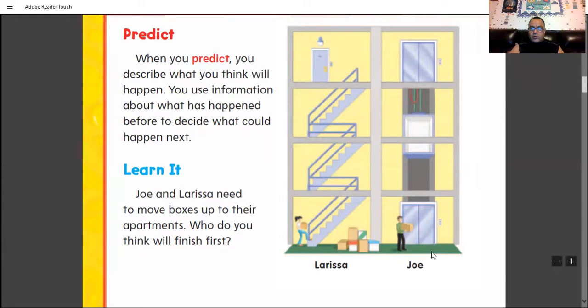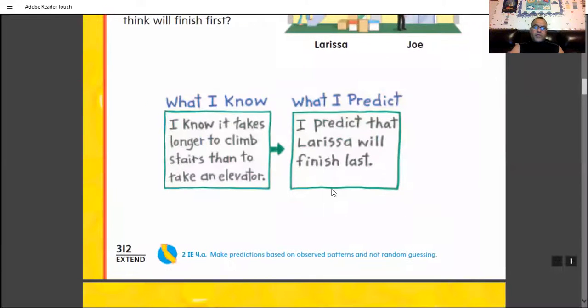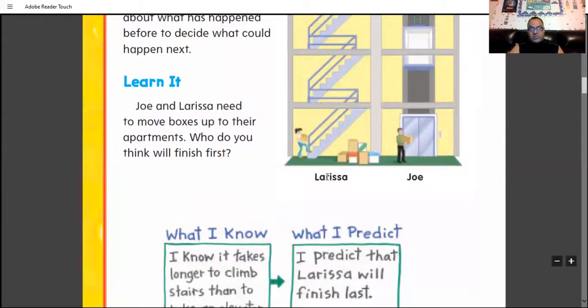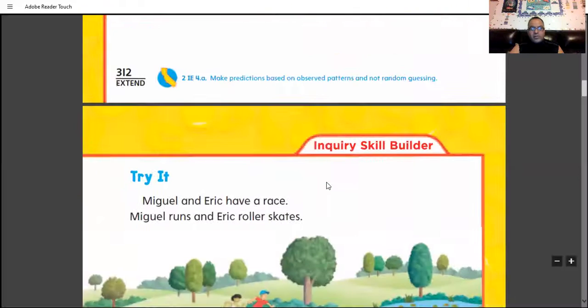Joe, what kind of machine is he using? I'm not telling you. You got to figure that one out. What I know is it takes longer to climb stairs than to take an elevator. What I predict is that Larissa will finish last because she has to go slower.